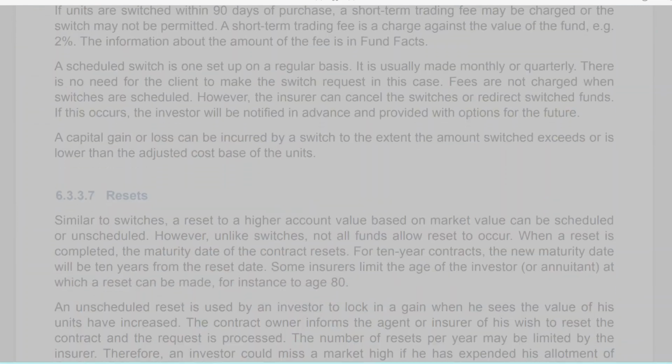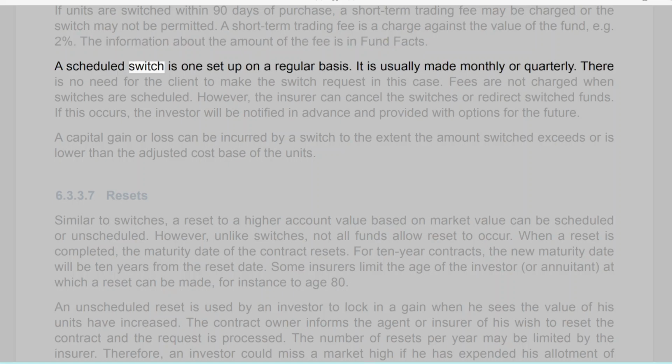If units are switched within 90 days of purchase, a short-term trading fee may be charged or the switch may not be permitted. A short-term trading fee is a charge against the value of the fund, e.g. 2%. The information about the amount of the fee is in Fund Facts.